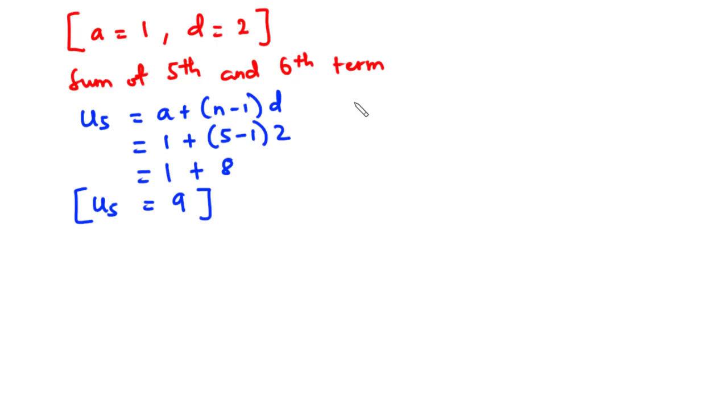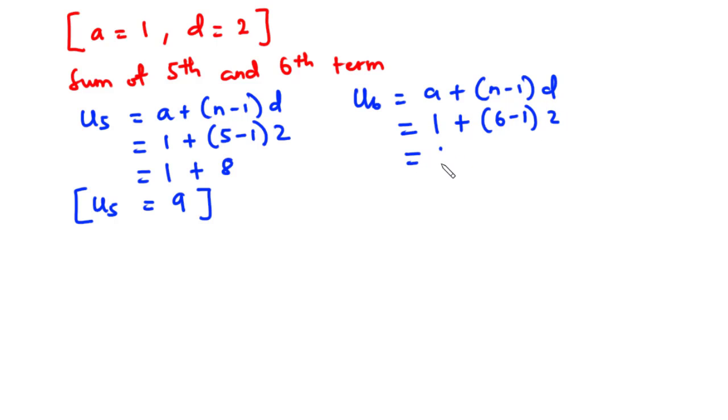And then for U6, we have U6 equals a plus (n minus 1) times d. We have a to be 1 plus (6 minus 1) times 2, d is equal to 2. And then we have 1 plus, now 6 minus 1 is 5. 5 times 2 is 10. So 1 plus 10 is 11. So U6 is equal to 11.